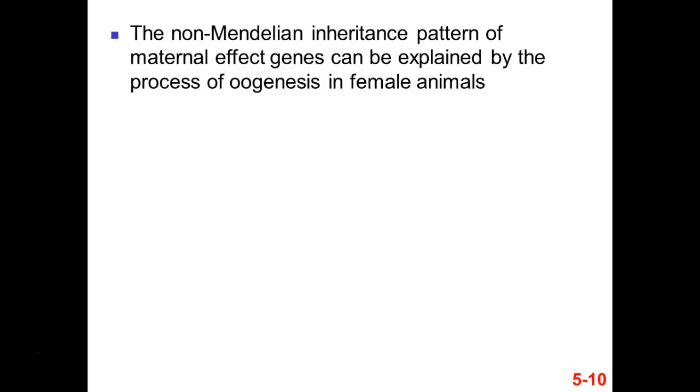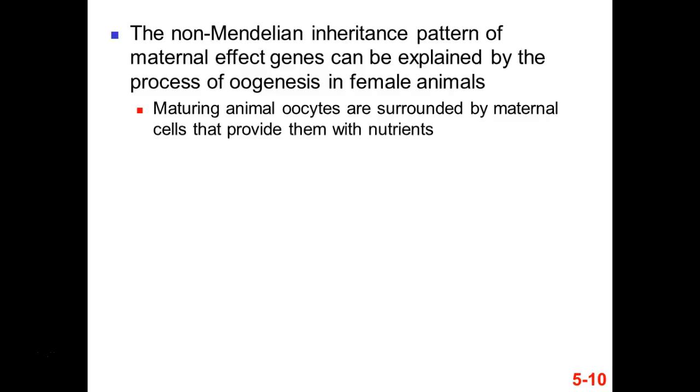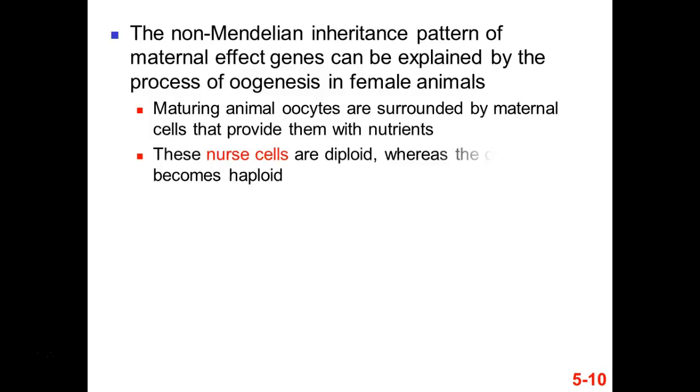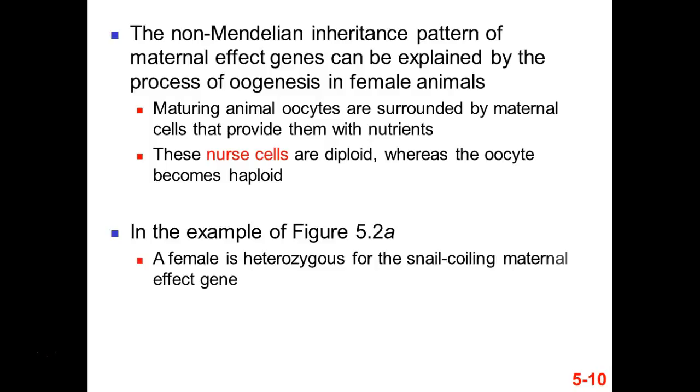And so, as I said, this can be explained by the process of building that egg, that oogenesis. What they found is there are actually cells that surround the egg. They're called nurse cells, and these are diploid. Because remember, the egg itself is what? Haploid. It's half the information. So these surround the haploid egg.